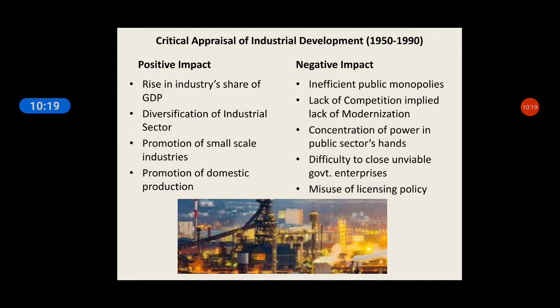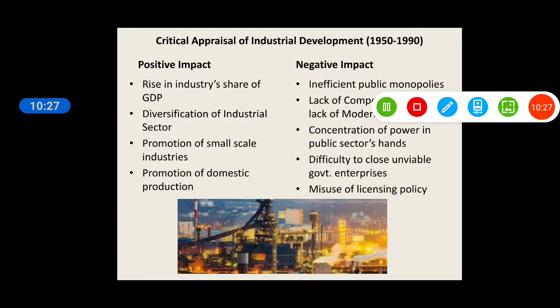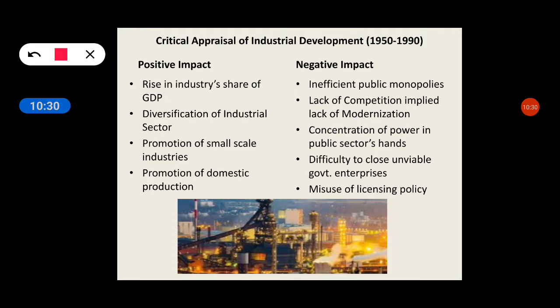Now, this slide is a part of the industrial sector where we discuss the role of public sector undertakings in industrial development. We discussed IPR 1956. We discussed small scale industries. Now we will be looking at the critical appraisal of industrial development, that is from the period 1950 to 1990. India adopted this policy to protect its domestic industries from foreign competition. So it had a positive as well as a negative impact on the Indian economy. So let us study them.